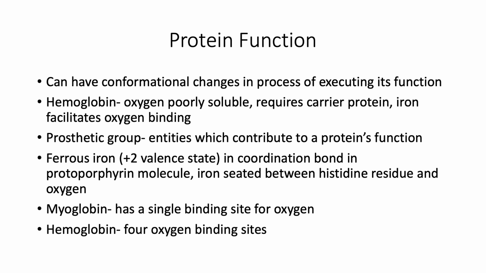Myoglobin has a single binding site for oxygen. It is not a monomer of hemoglobin, it's a separate type of protein, but the principle is still the same, except there's no multiple binding. Myoglobin just binds one oxygen. Hemoglobin binds up to 4 oxygens.